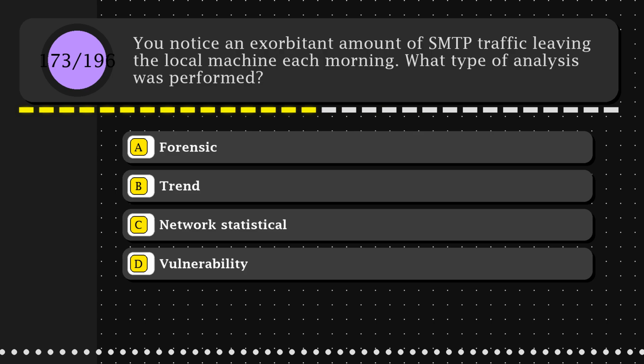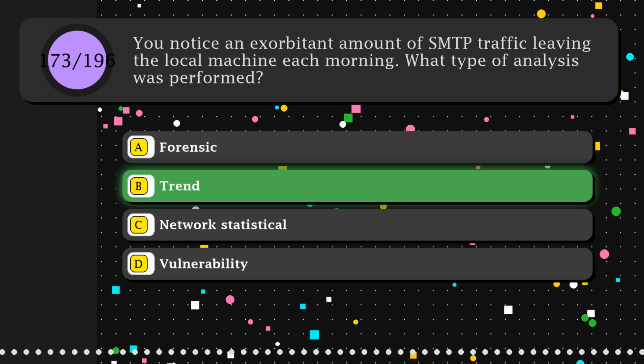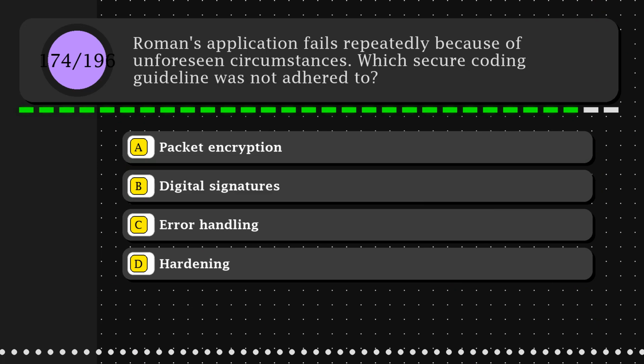Question 173. You notice an exorbitant amount of SMTP traffic leaving the local machine each morning. What type of analysis was performed? Option A. Forensic. Option B. A trend. Option C. Network statistical. Option D. A vulnerability. The correct answer is option B. Trend.